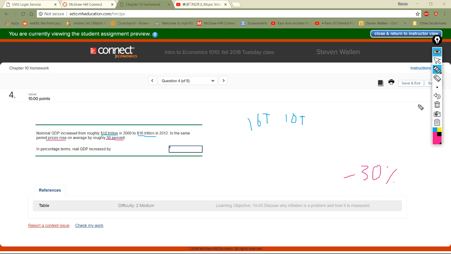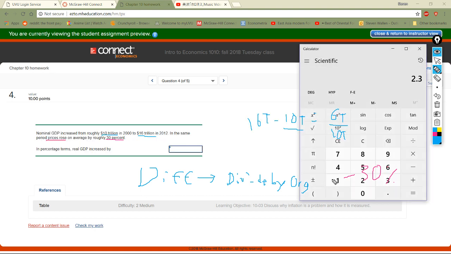So if I take 16 minus 10 equals what? 6 trillion, right? And we want to see the difference from the original. The original was 10 trillion. We divide that by 10 trillion. So first get the difference and then divide by the original amount. Okay, let's see what we get. 6 divided by 10 gives us 0.6. All right, so we got 0.6 so far.